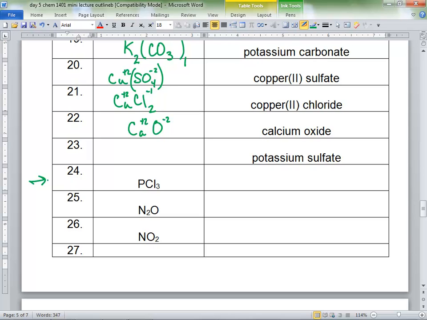Erica, how did you name 24? Monophosphorus. But 4 is tetra. Oh, trichloride. Very good. Everybody, how about 25? Dinitrogen oxide or dinitrogen monoxide? That'll work. 26? Nitrogen dioxide or mononitrogen dioxide?